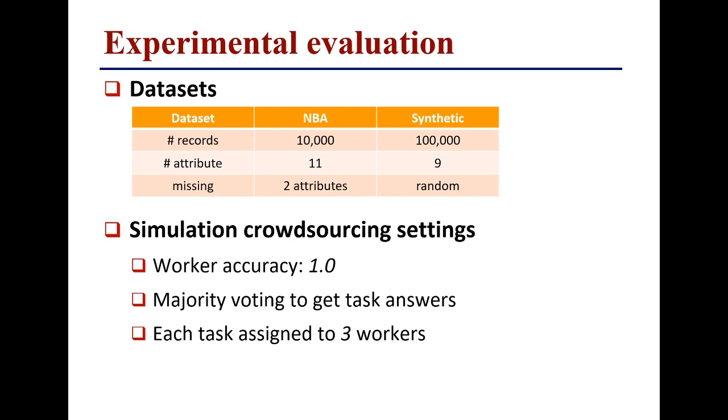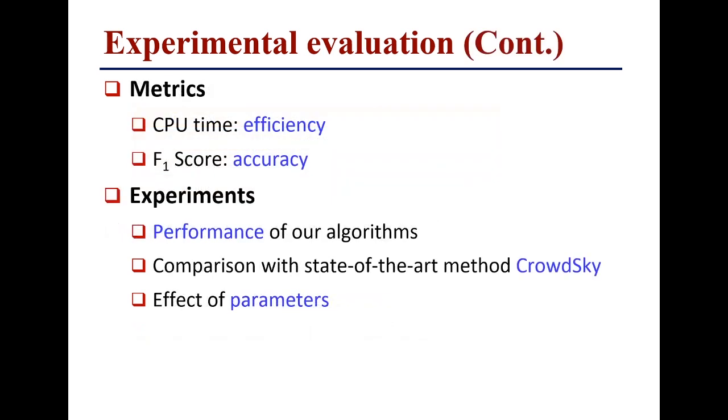Meanwhile, the simulation settings of crowdsourcing are reported. We set the worker accuracy to be 1 and choose majority voting to get task answers. Please note that each task is assigned to 3 workers. We employ the CPU time and F1 score as metrics of efficiency and accuracy, and the experiments are reported as follows: the performance of our algorithms, comparison with the state-of-the-art method CrowdSky, and the effect of parameters.